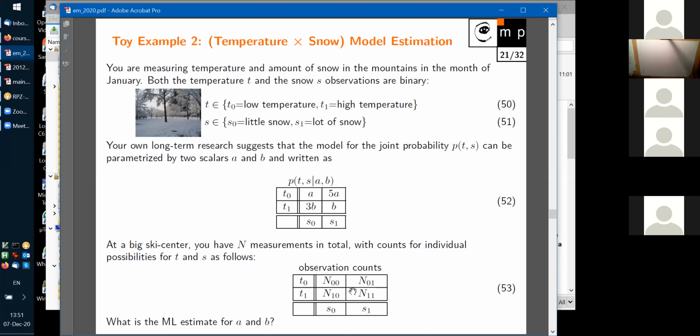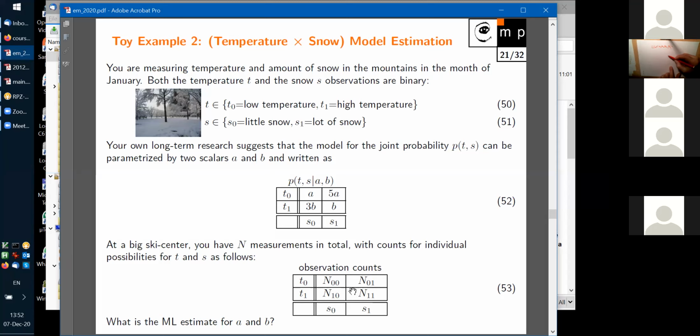So what is the probability? What is the likelihood? Let's say what we are interested in. What is the likelihood of A and B, given the observations N00, N10, N01, and N11? Any idea? Anyone? So you should know this, and it would appear in the test.